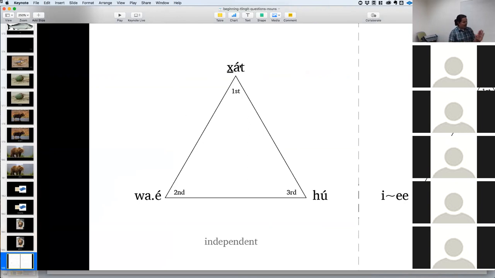And so, how would I translate gusu wa eh? Where are you? How would I translate yadu chut? Here I am. So how would I say, where is she? Gusu hu. So how would I say, here she is? Yadu hu. Right? So what we see here is, once you've established which set of pronouns you're using, those are the ones you're going to use.